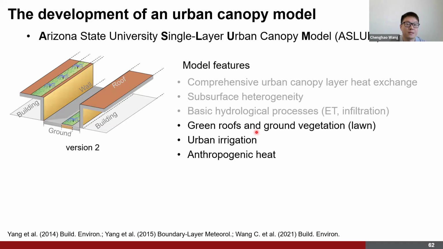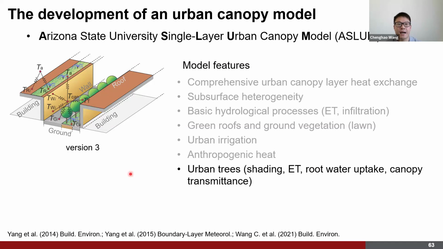And later on, we developed the second version, focusing more on the interactions between humans and the urban environment. This version has some new features, such as a green roof module and a ground vegetation module. And we also have an urban irrigation module and anthropogenic heat. We can model both anthropogenic sensible heat flux and anthropogenic latent heat flux. But this is still rather simplified, right? If you take a look at this sketch over here, because we are missing trees.